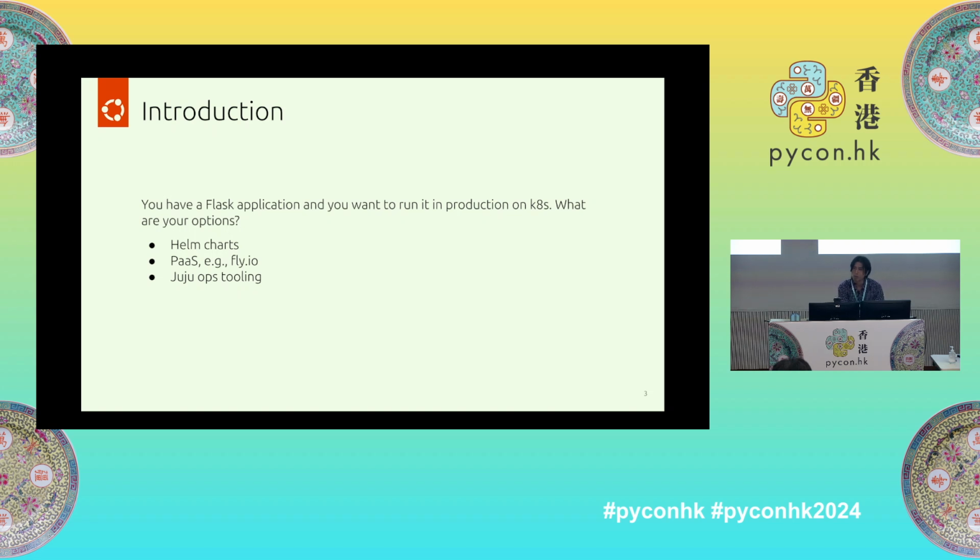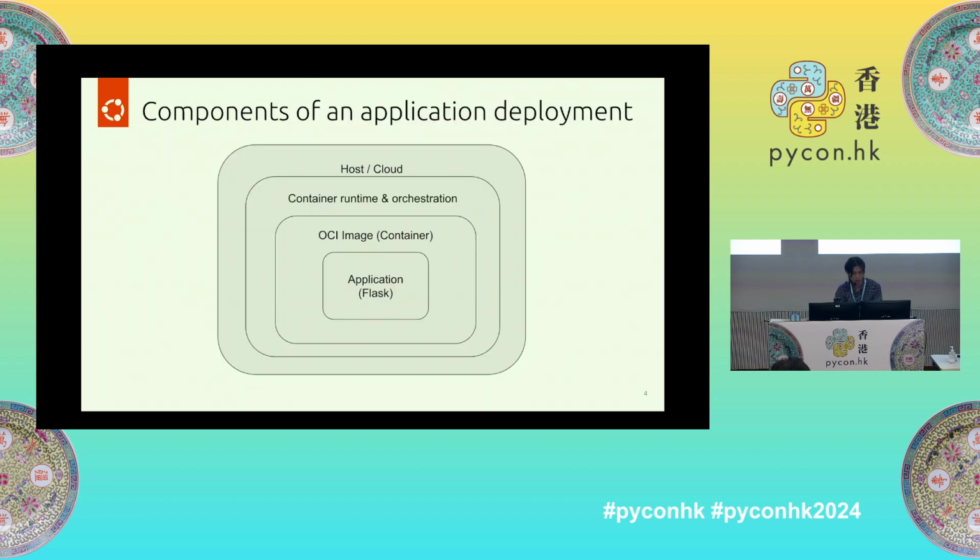If you have a Flask application, which is pretty common because it's fast to develop and deploy, right? And you want to run it in a production K8s environment, what are some of the options? Well, you have Helm charts, or platform as a service like Fly.io, or you can use Juju, which is an operations tooling around data centers and applications. So this is my application.